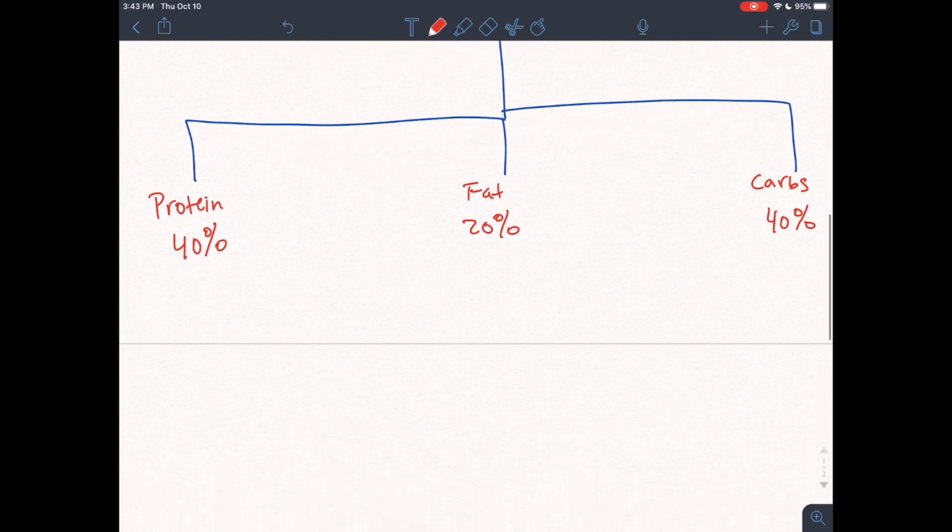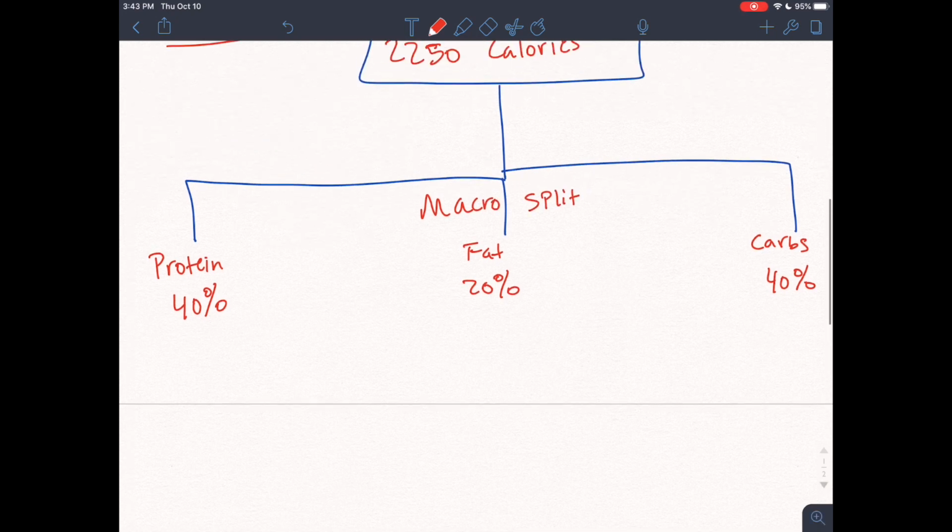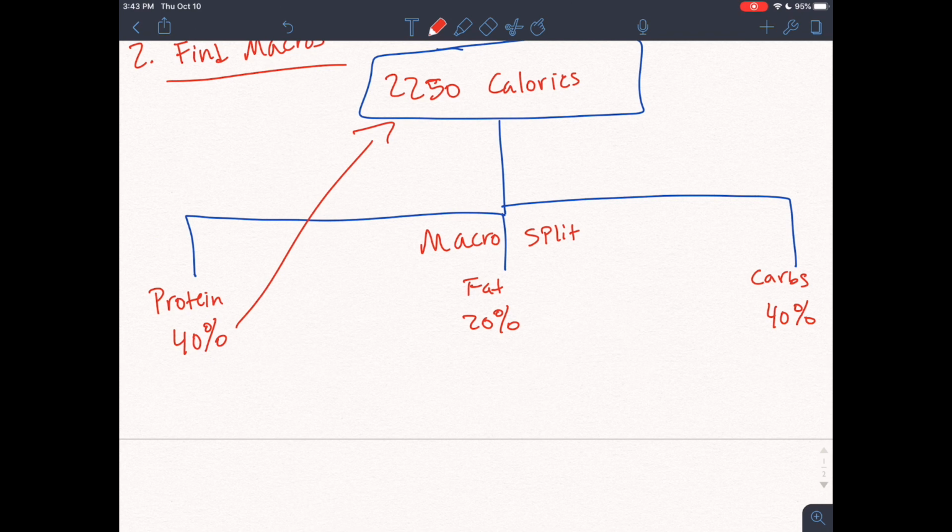This is called a macro split. And this is what you would track. So we take 40% of 2,250, 20% of 2,250, and 40% of 2,250. So let's do that really quick.